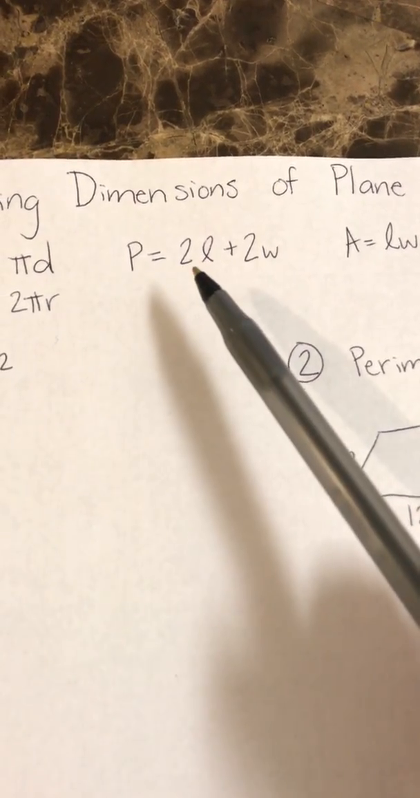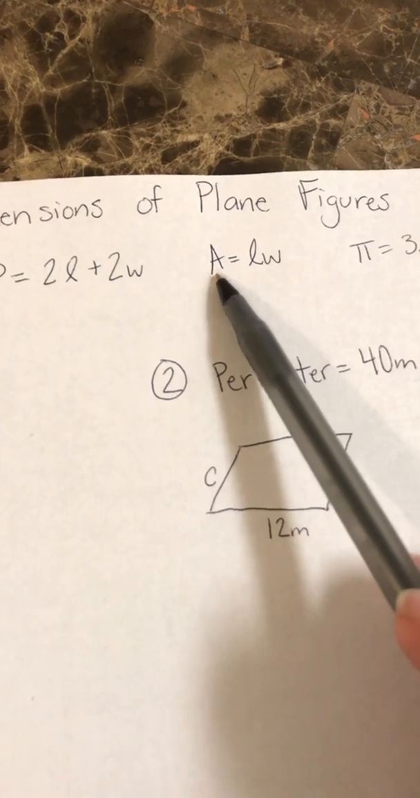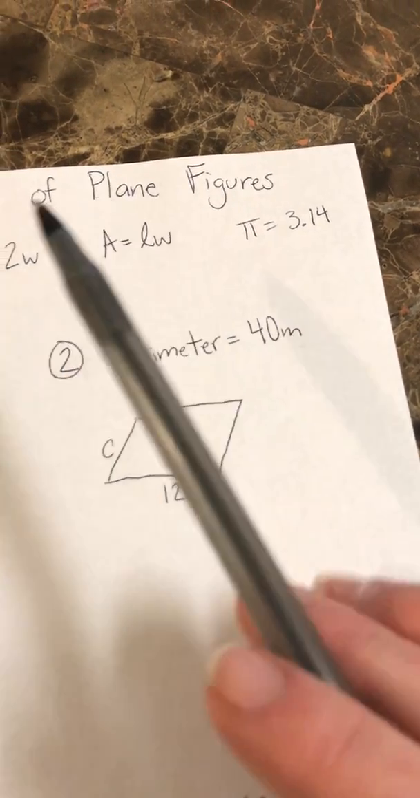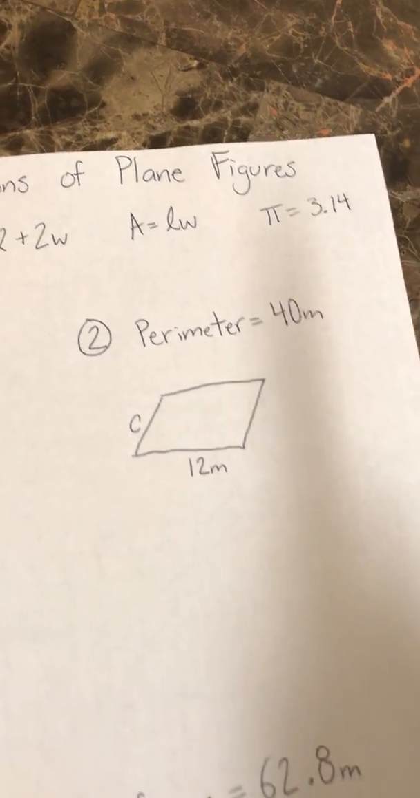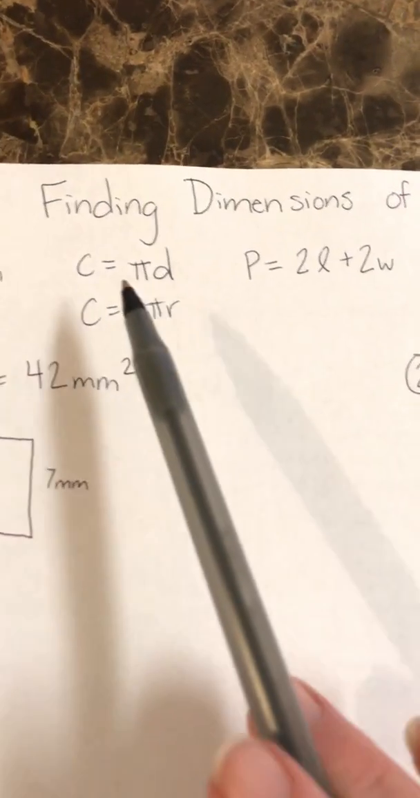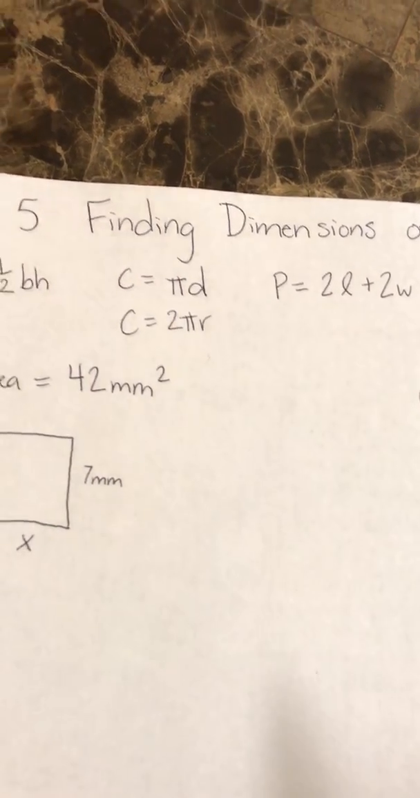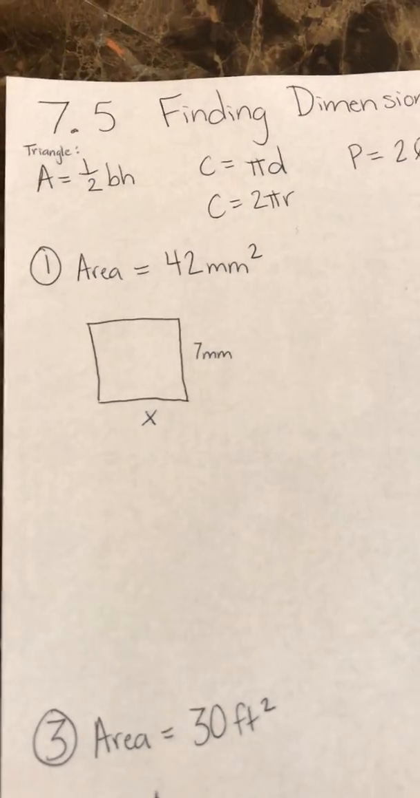Also, perimeter equals 2 times the length plus 2 times the width. Area equals just length times width. And pi, when you see this symbol, means pi, and it just means 3.14, okay? So you saw that over here when we were talking about circumference as well. So those both just mean 3.14 when you're plugging in to find an answer. So we're going to go through these and practice them.